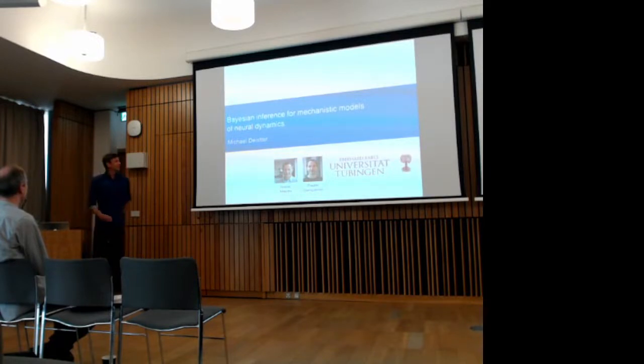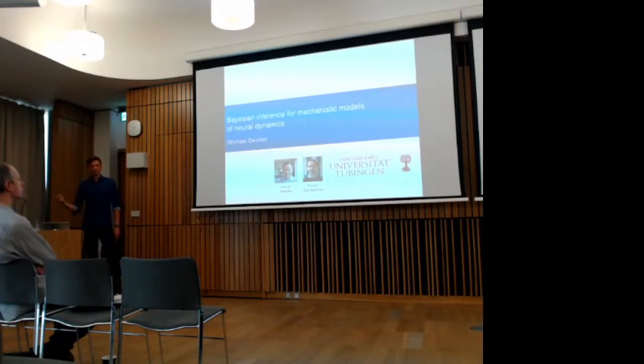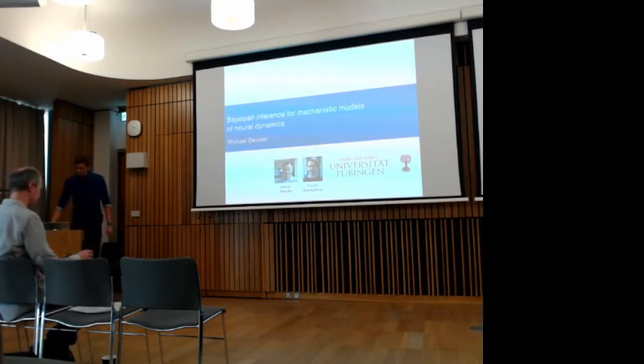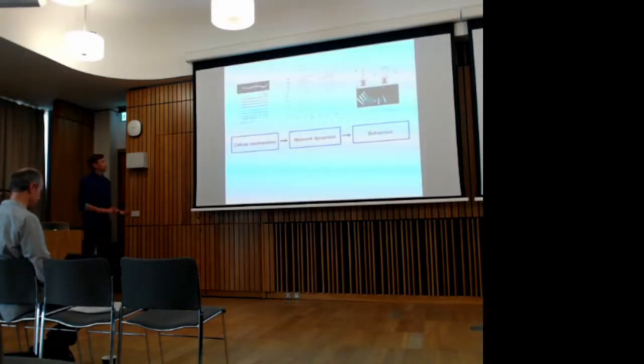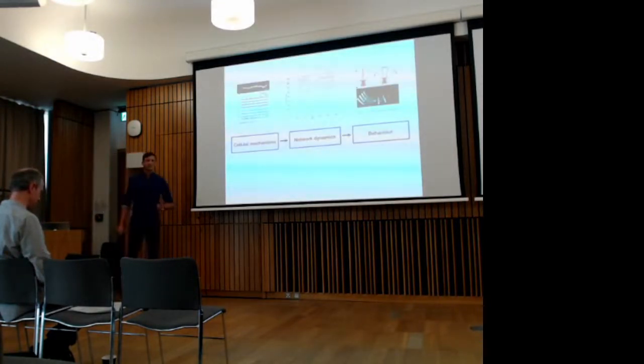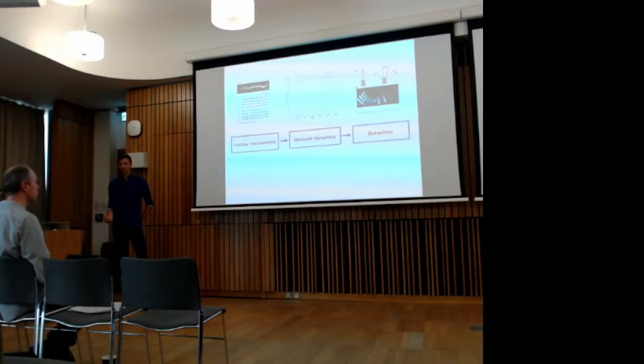Okay, so I'll be talking about Bayesian inference for mechanistic models of neurodynamics, and specifically how we can make sense of experimental data with the help of mechanistic models, and how we can use these models to understand the mechanisms that underlie the data that we record. Over the past years, experimental techniques have become better and better, and we now have the opportunity to measure cellular processes in vivo, to measure thousands or tens of thousands of neurons at the same time, or to measure behavior while simultaneously recording the activity of neurons.